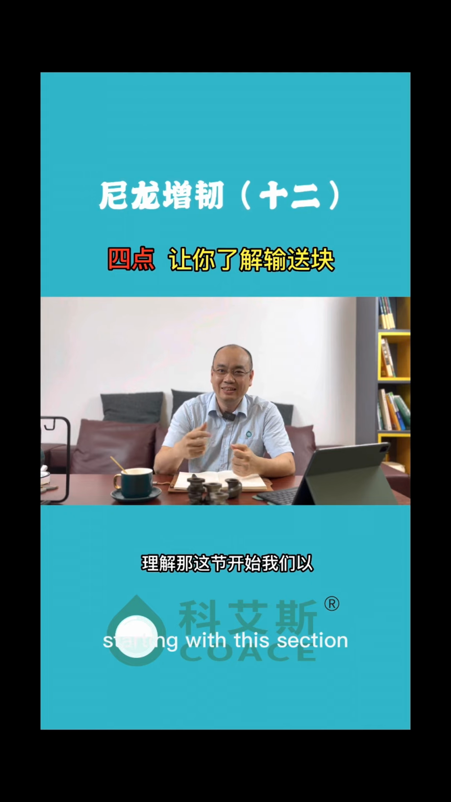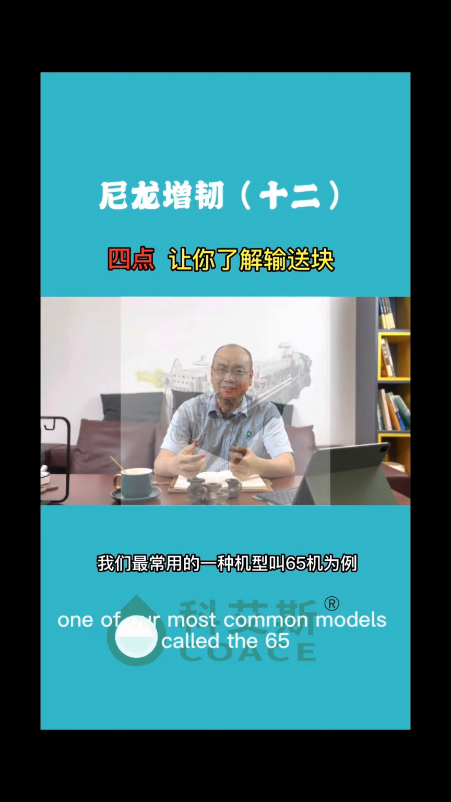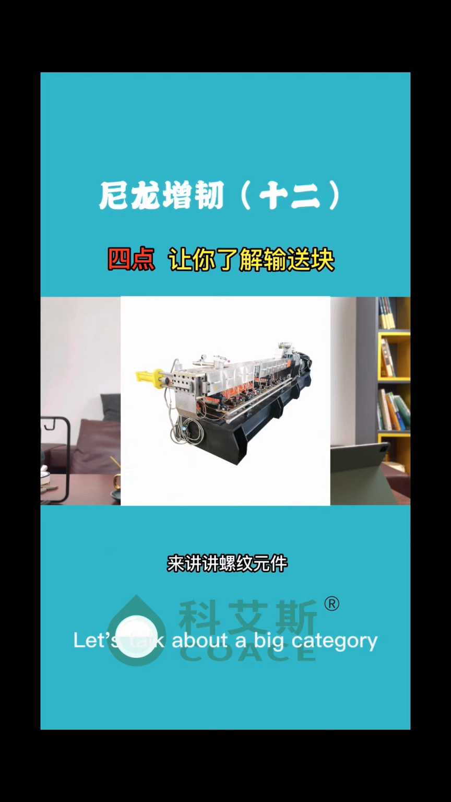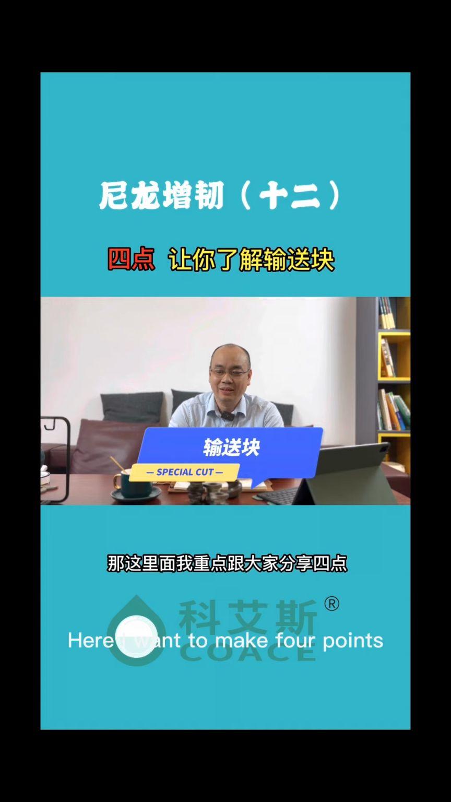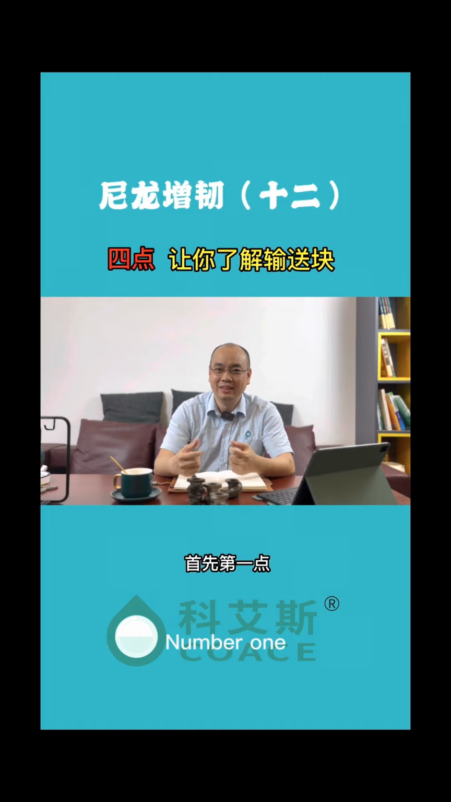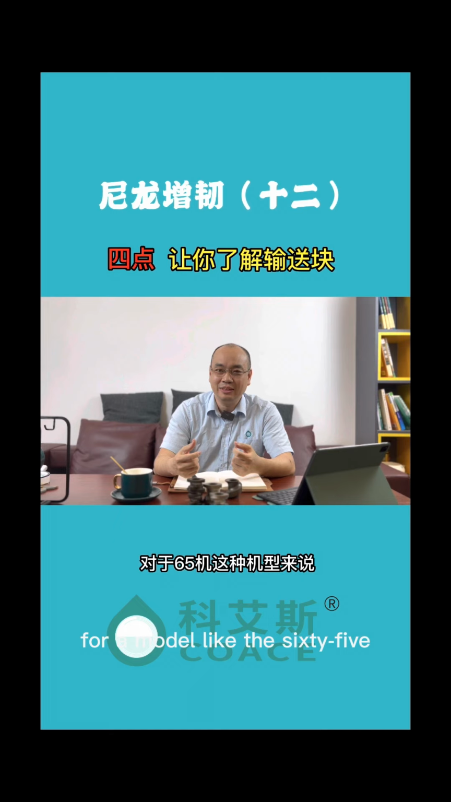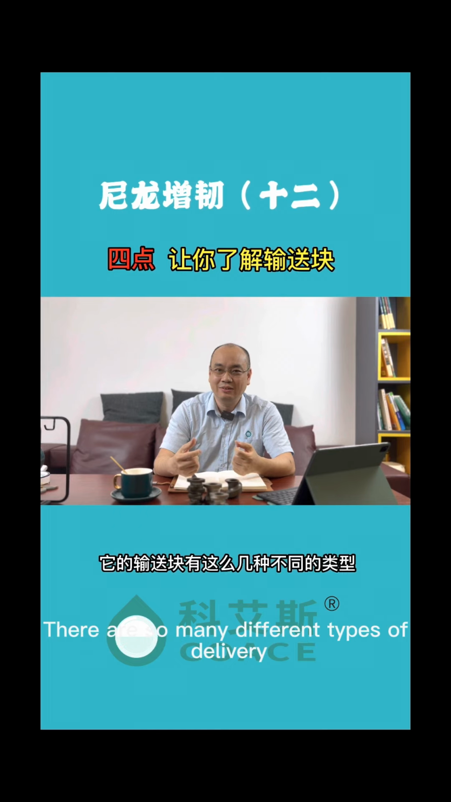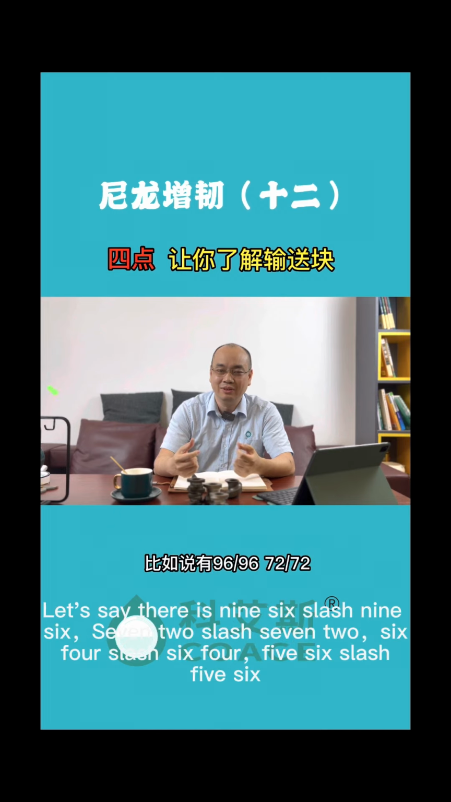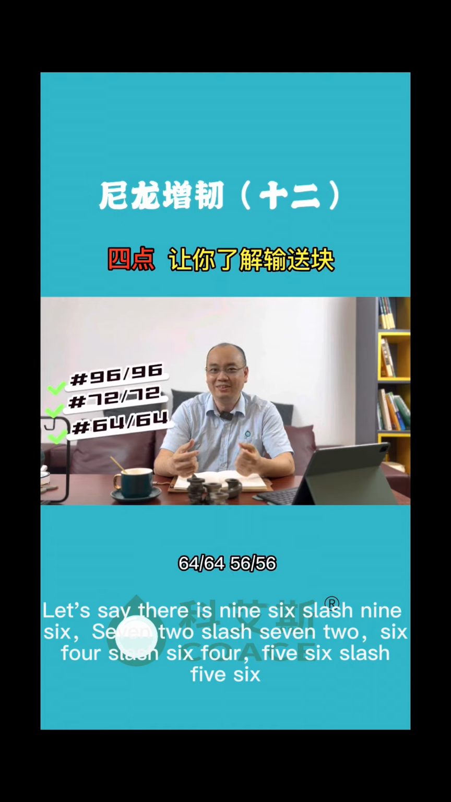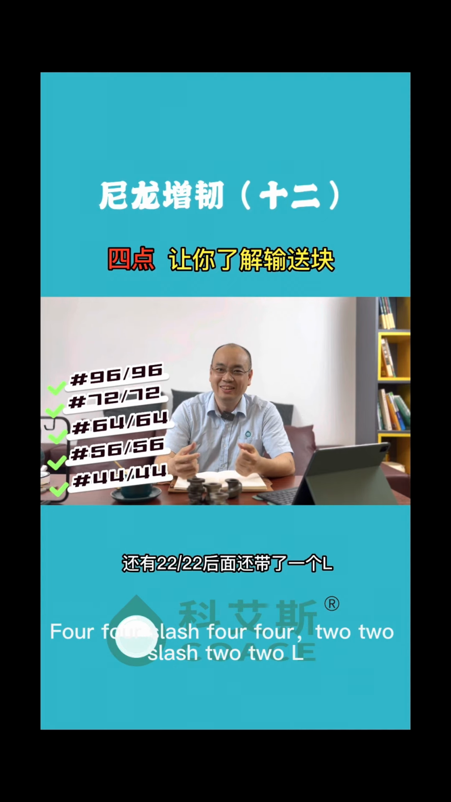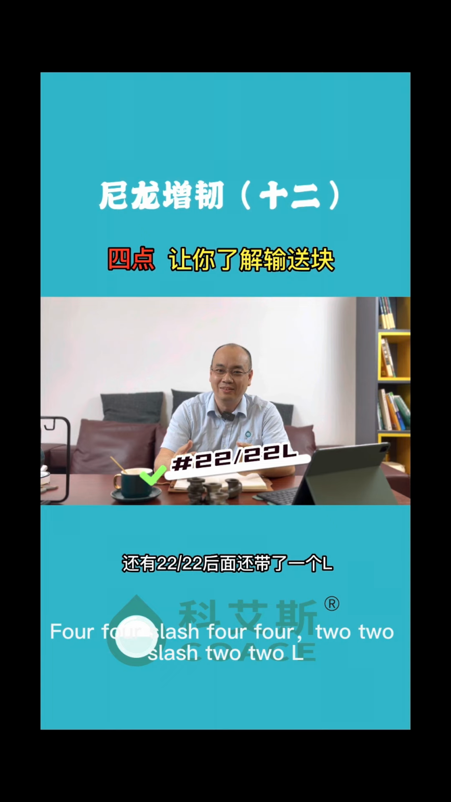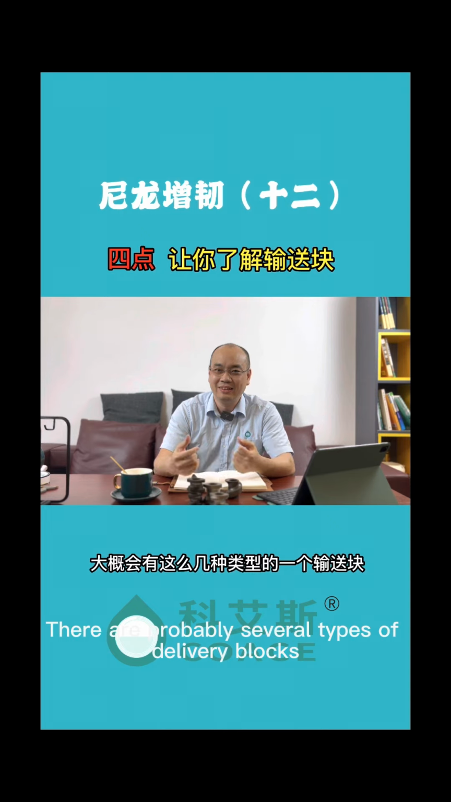Starting with this section, let's take one of our most common models, the 65. Let's talk about a big category of threaded components called conveyor blocks. Here I want to make 4 points. Number 1. For a model like the 65, there are many different types of conveying elements. Let's say there is 96/96, 72/72, 64/64, 56/56, 44/44, 22/22L. There are probably several types of conveying blocks.